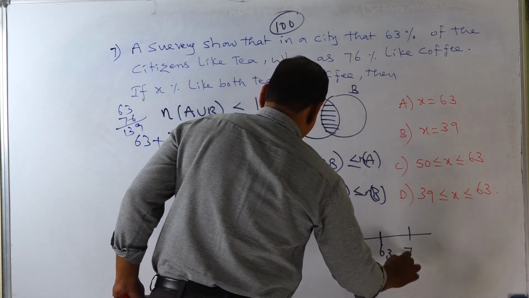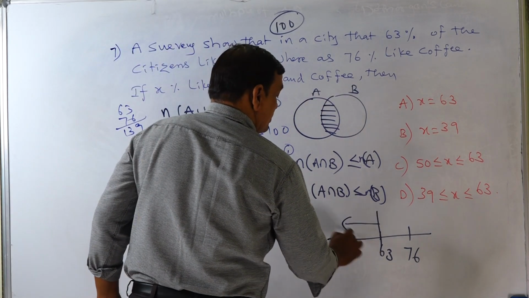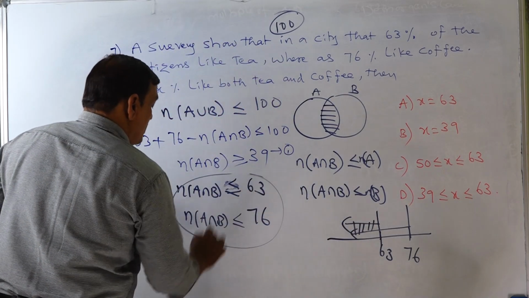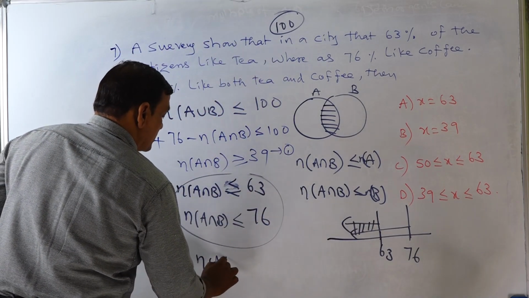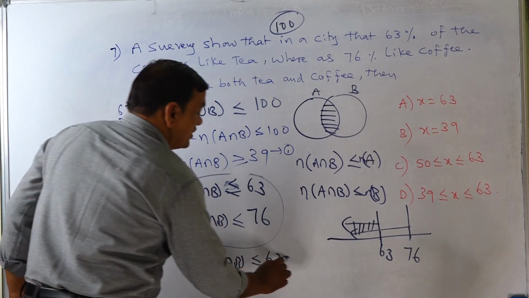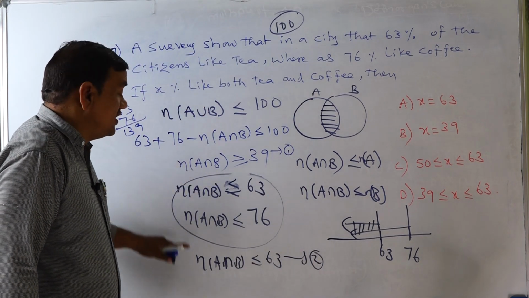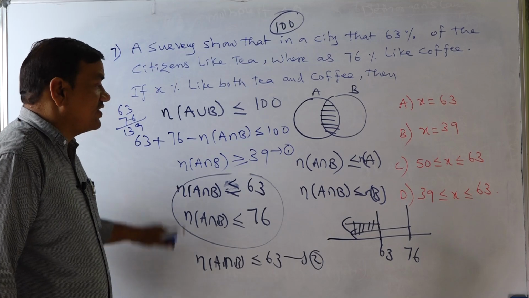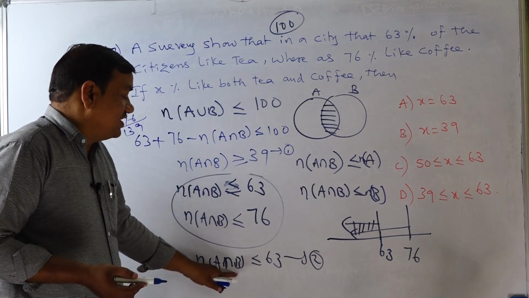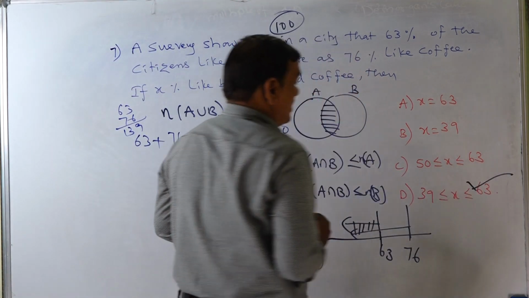From these two inequalities, if you draw on a number line, this is 63 and 76. N of A intersection B is less than 63. This is 63 less than 76. What is the common part? From these two, the common part is n of A intersection B is less than or equal to 63. So we call it as second inequality. Okay. So if you combine first inequality and second inequality, n of A intersection B is greater than or equal to 39 and less than or equal to 63. So option D will be your correct answer.